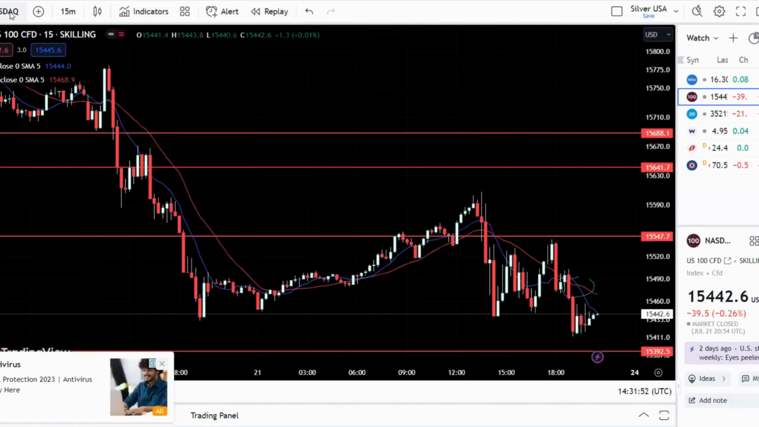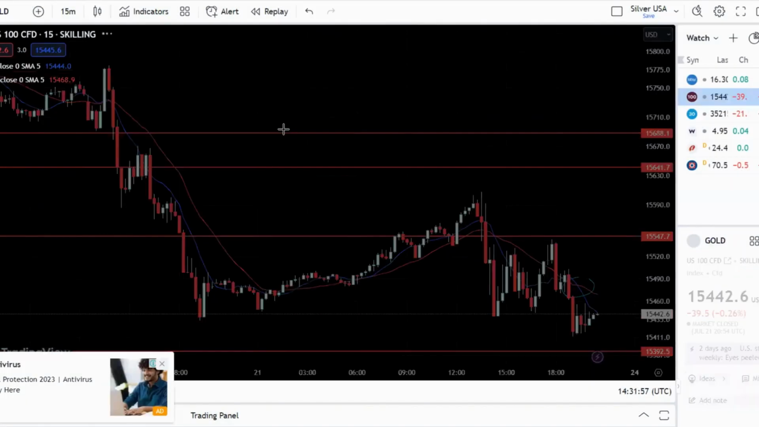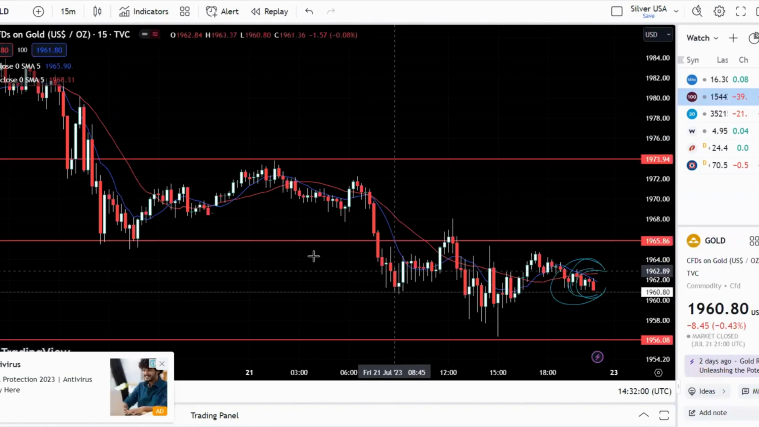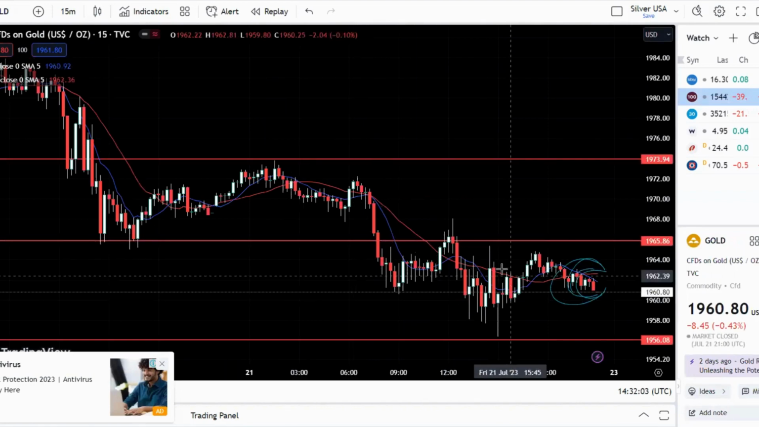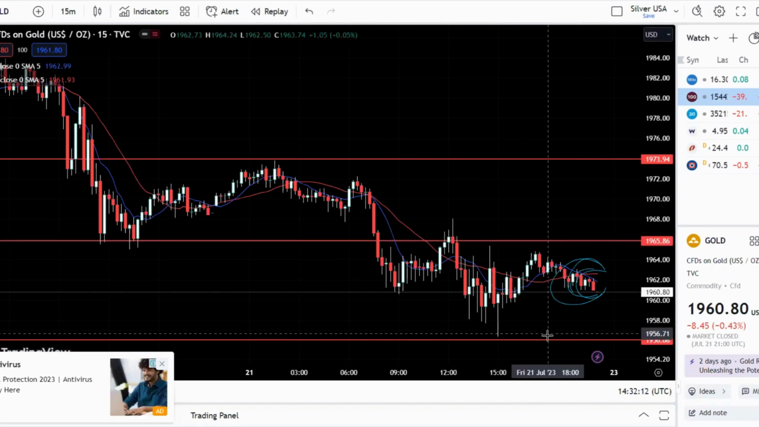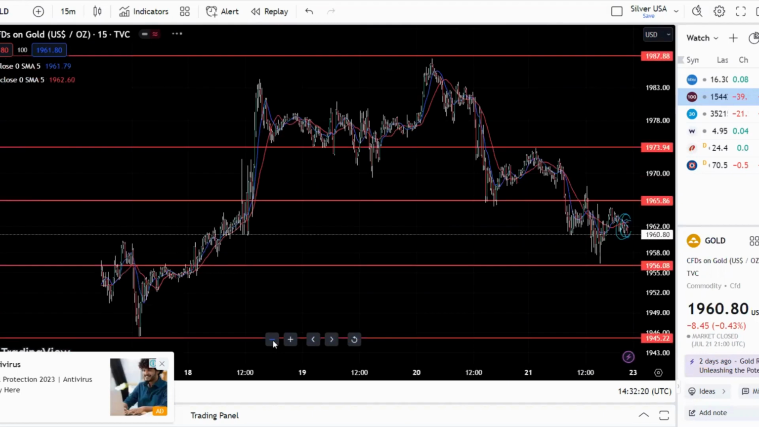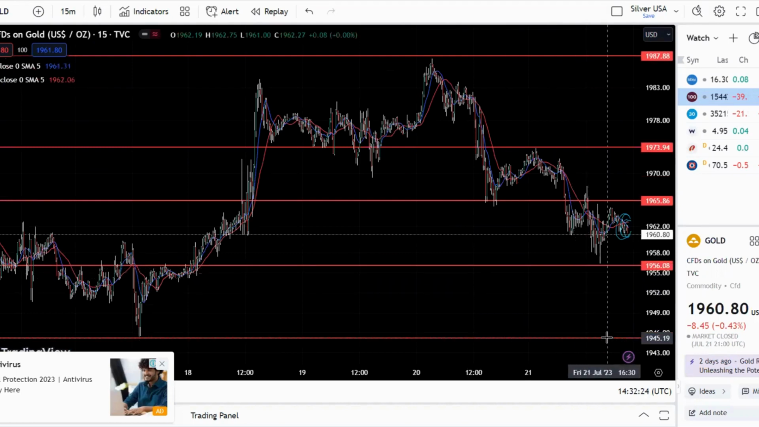Okay, so moving towards the gold chart. US gold, I'm just updating here. So this is the gold chart, and gold also you can see is in a bearish zone. I have scribbled here. The current resistance would be 1965, and support here would be 1956. If it breaks 1956, it would be taking a sharp correction and moving towards 1945. So 1956 is a big support for gold. Resistance I have already updated.